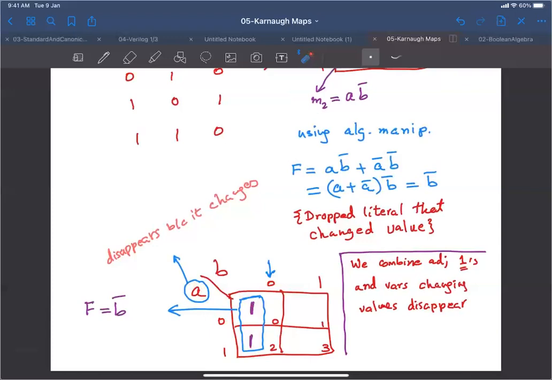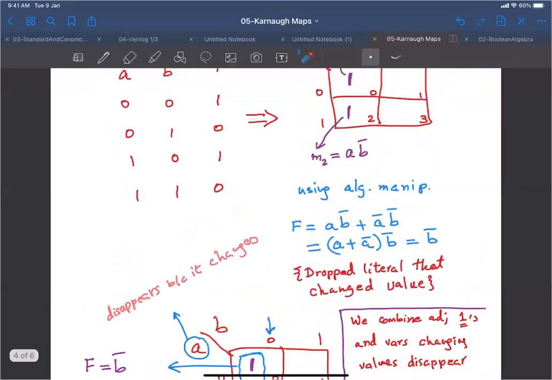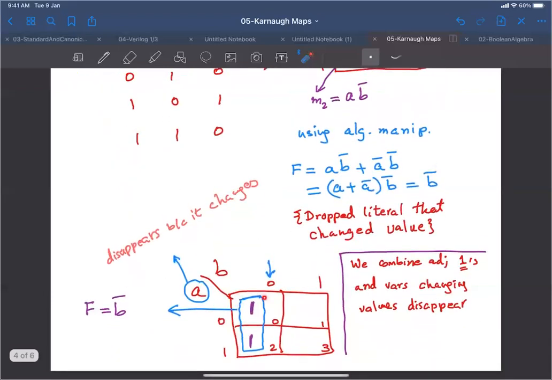So this is how we use K-map to simplify this function here. We just combine these two, and the net effect of combining them is to take the common factor and then get rid of the variable that is changing from 0 to 1.